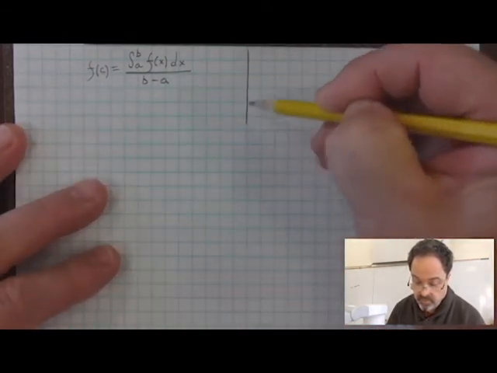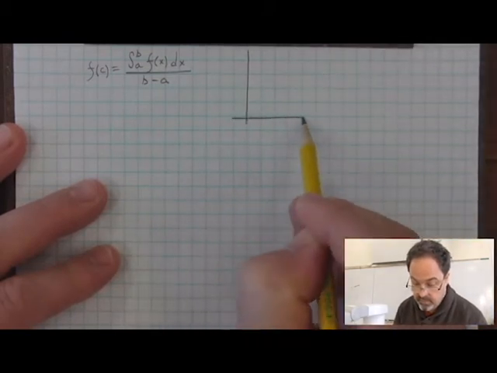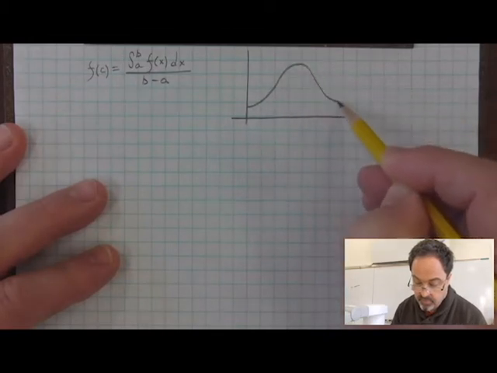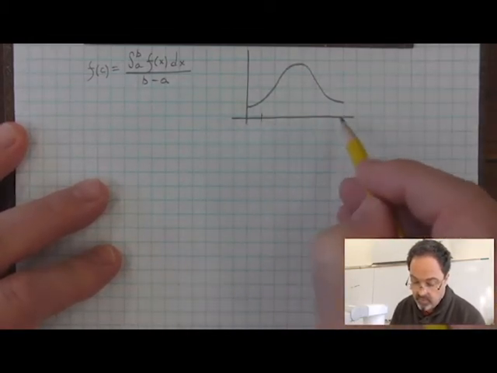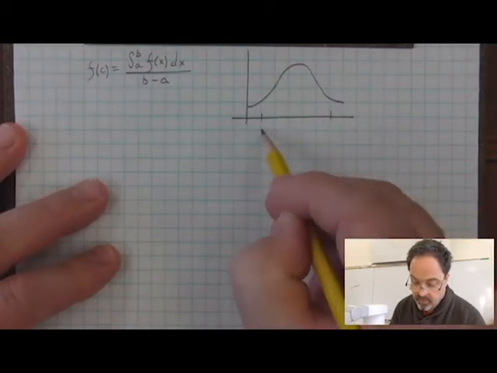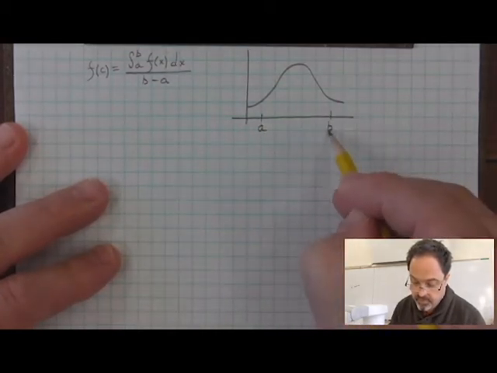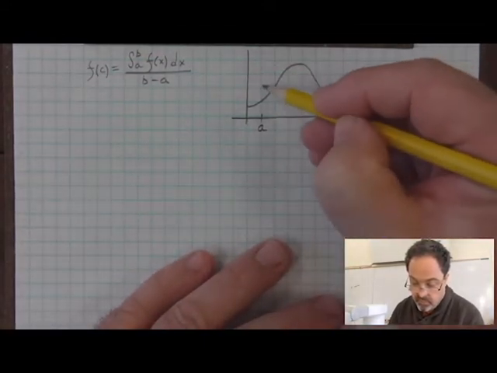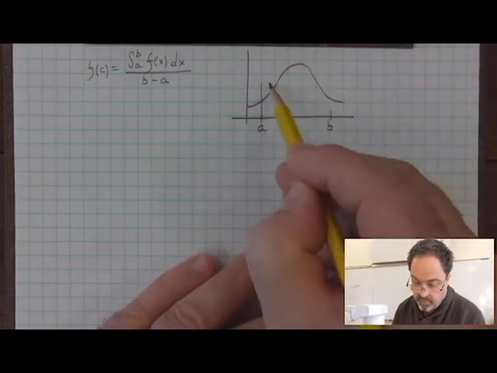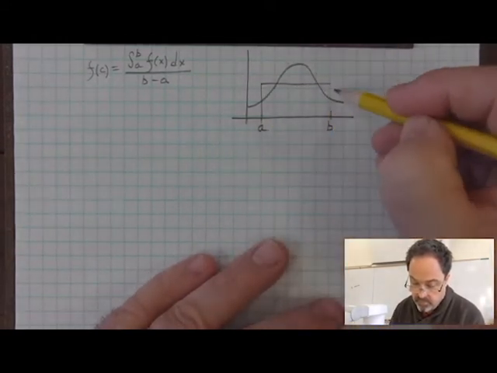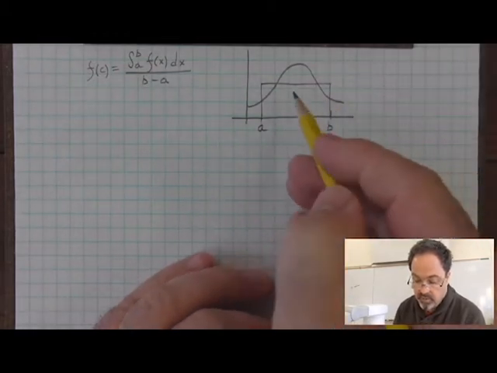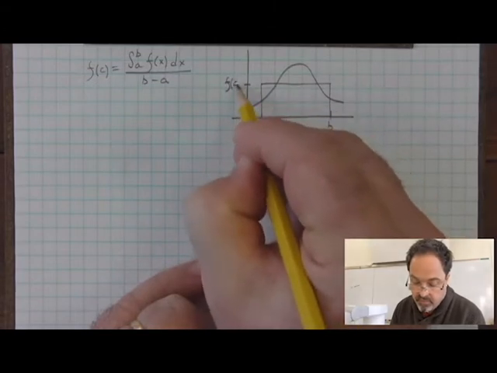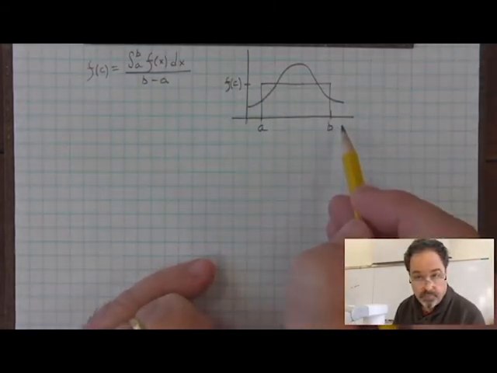Visually, if we had a function, any curve, and we could find the area under that curve on the interval from a to b, then the area under the curve would correspond to the area of a rectangle whose height was the average value of the function on that interval.